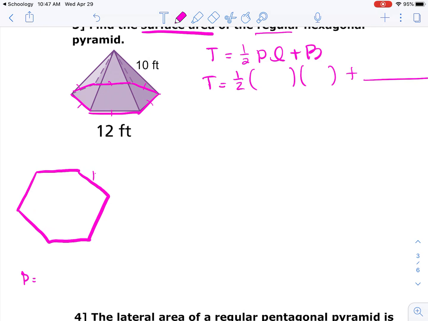These are all 12, right? So there's 6 sides that are 12. So the perimeter is 6 times 12, which is 72. So I can fill in that 72 right there.